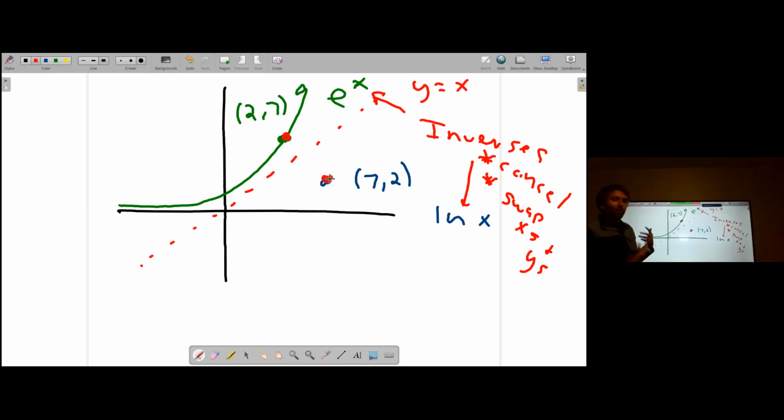And with that in mind, you can actually create the entire graph of natural log of x. It's going to look like this. It's going to be a mirror image of the green one if this dotted line were the mirror. And that's how actually all inverse functions work.